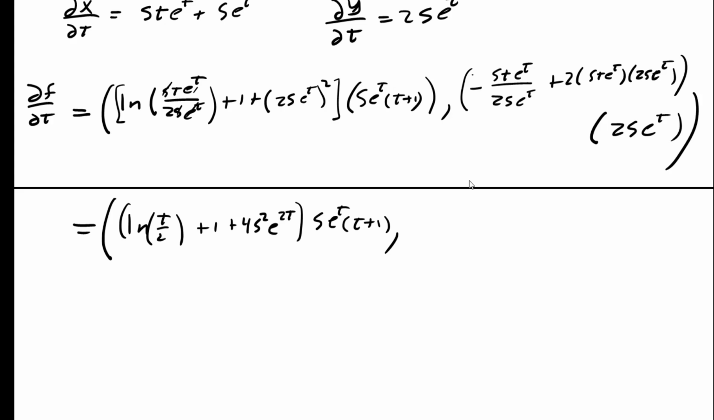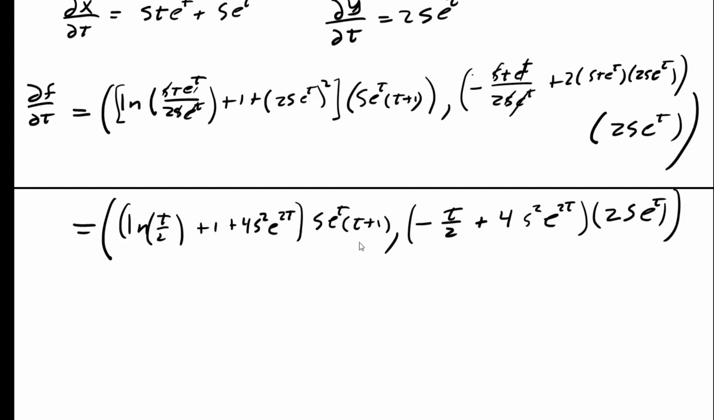Okay, and then here the e to the t's cancel, the s's cancel, and we have minus t over 2 plus, let's see, so we're going to have 4 s squared e to the 2t times 2s e to the t.